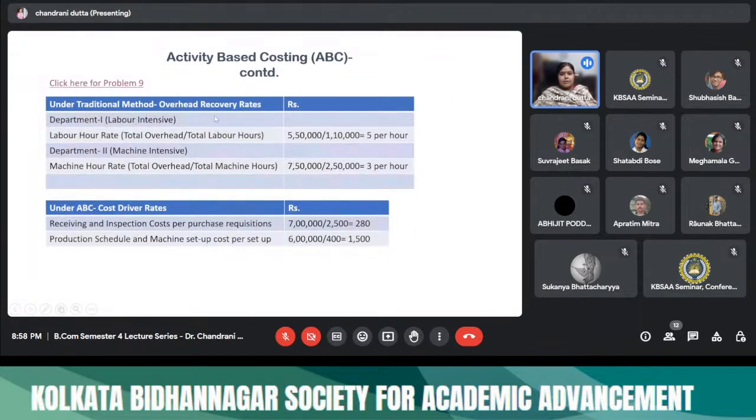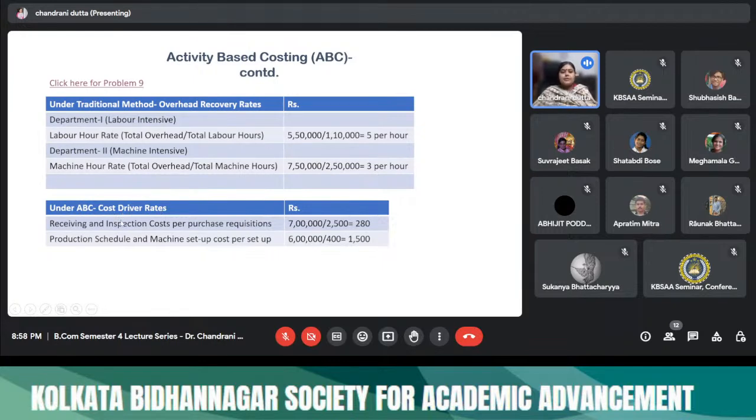Under traditional method, the overhead recovery rates: department 1 being labor intensive, so labor hour rate is total overhead by total labor hours, so 5 lakh 50 by 1 lakh 10, 5 rupees per hour. Department 2 being machine intensive, machine hour rate is total overhead by total machine hours, 7 lakh 50 by 2 lakh 50, comes to 3 rupees per hour. Very simple. And under activity based costing, we are not terming it as overhead recovery rates, we are terming it as cost driver rates.